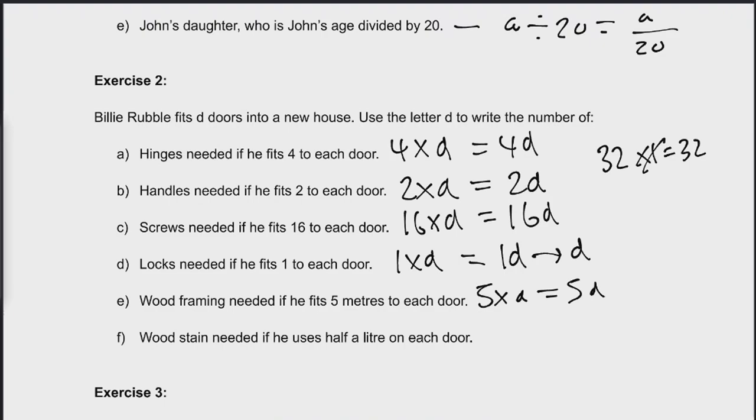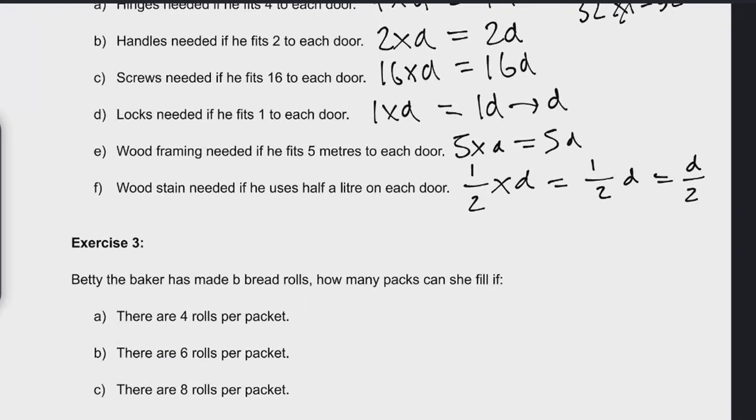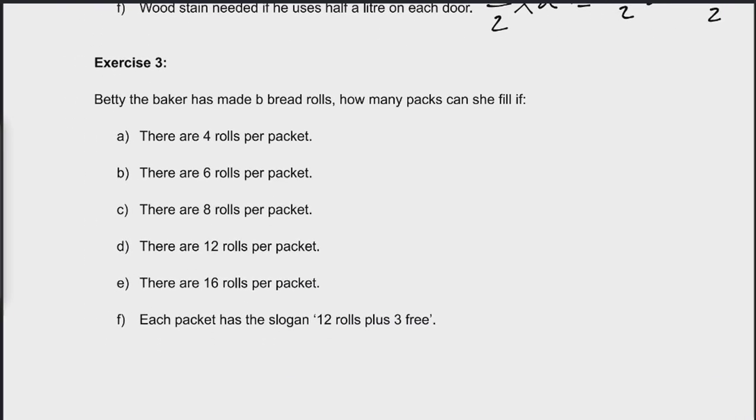Wood stain needed if he uses half a litre on each door. So half a litre per door is just equal to 1/2 D. You can also write that as D over 2. Okay, so let's go on to the final exercise.